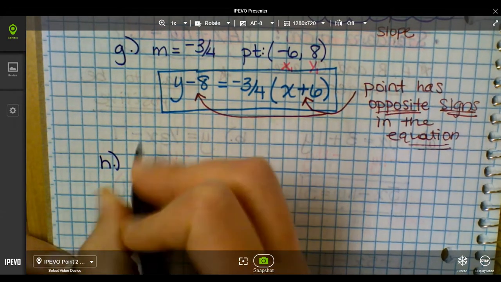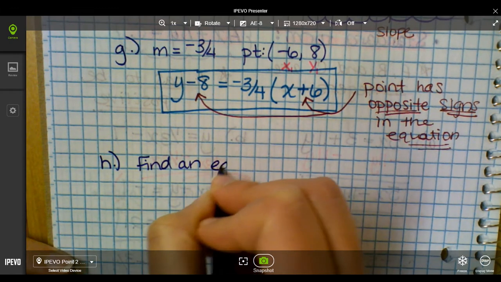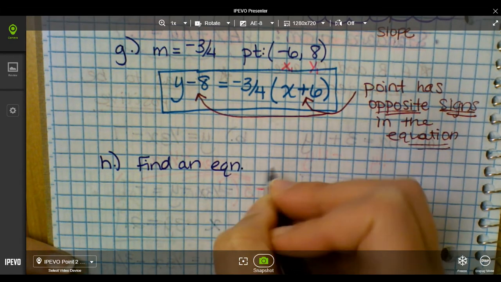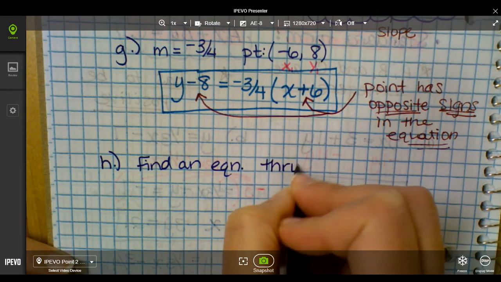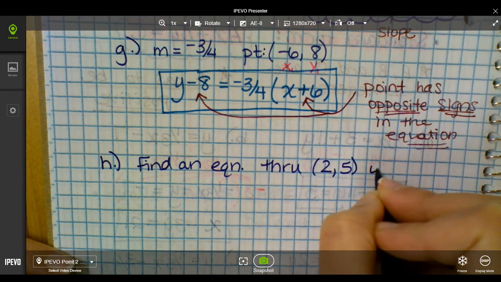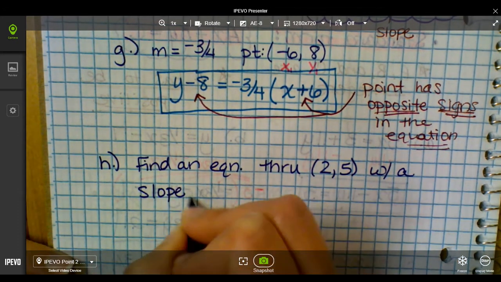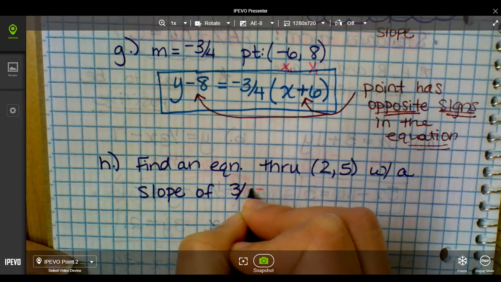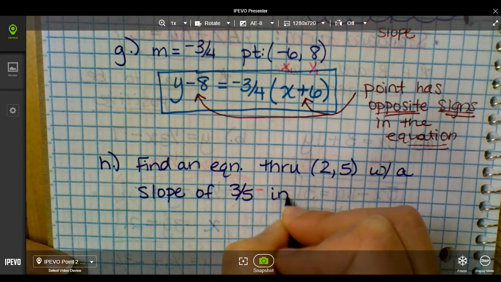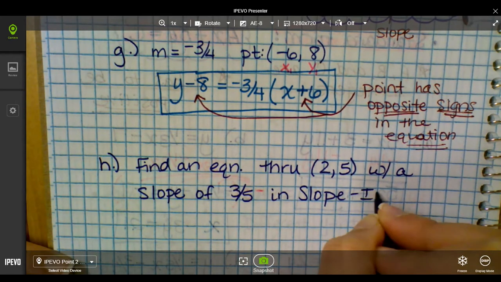Okay, so H, find an equation. So find an equation, I'm going to abbreviate as much as I can, of a line through the point (2, 5) with a slope of 3/5 in slope-intercept form. And I'm just going to abbreviate here.